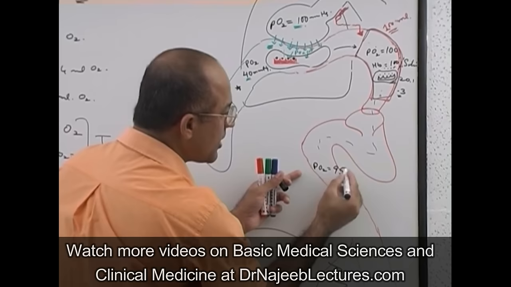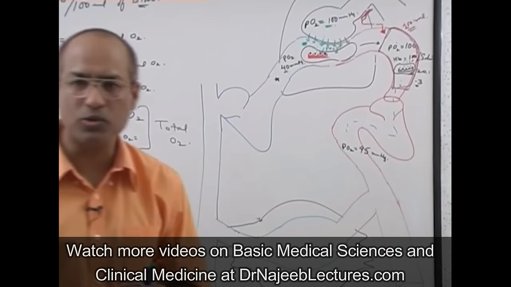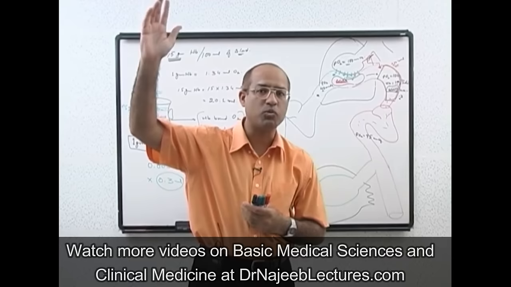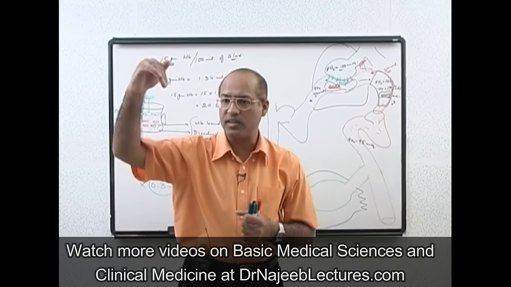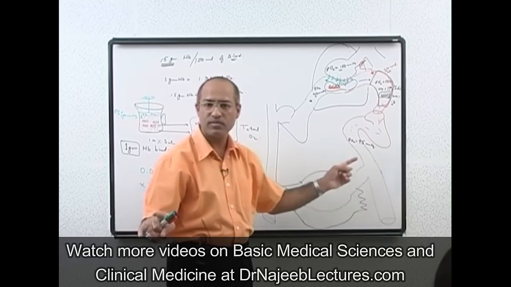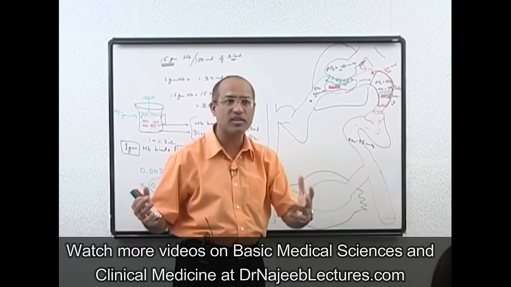Is that right? Anyone who could not understand this concept, raise your hand. Anyone who could not understand why the partial pressure of 100 millimeters of mercury dropped to 95 within the arterial system? Everyone is clear? Strange. You are clear about it? That's good. I don't know, in this hypoxic environment you can understand so well. Right.